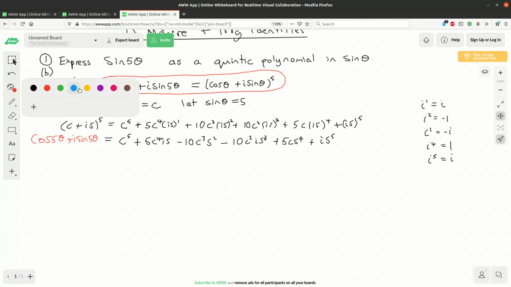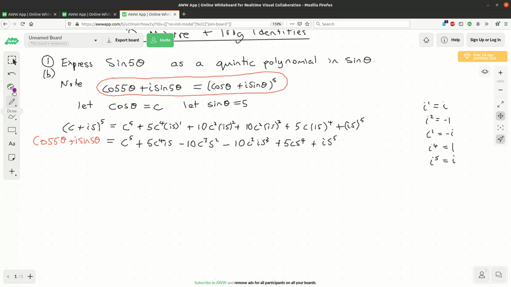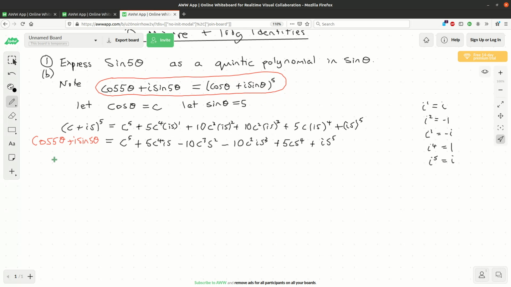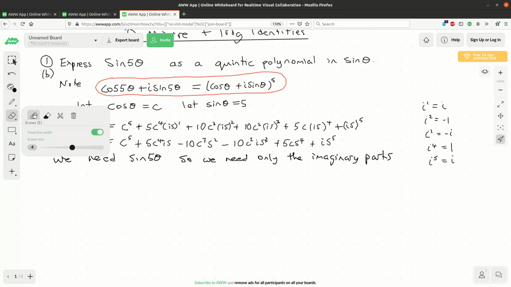Let me put it like this. I'll do it in black again. I can't find my pen, sorry. We need sine 5 theta. You don't have to write this down normally. I'm just making a note of it. So we need only the coefficients with i involved, only the imaginary parts. That's what we call it, the imaginary parts. I'm going to rub this out in a second, but I'm just making it very clear. We need sine 5 theta, so we need only the imaginary parts. I hope that's clear. Sorry, I feel like I've faffed my explanation up there.